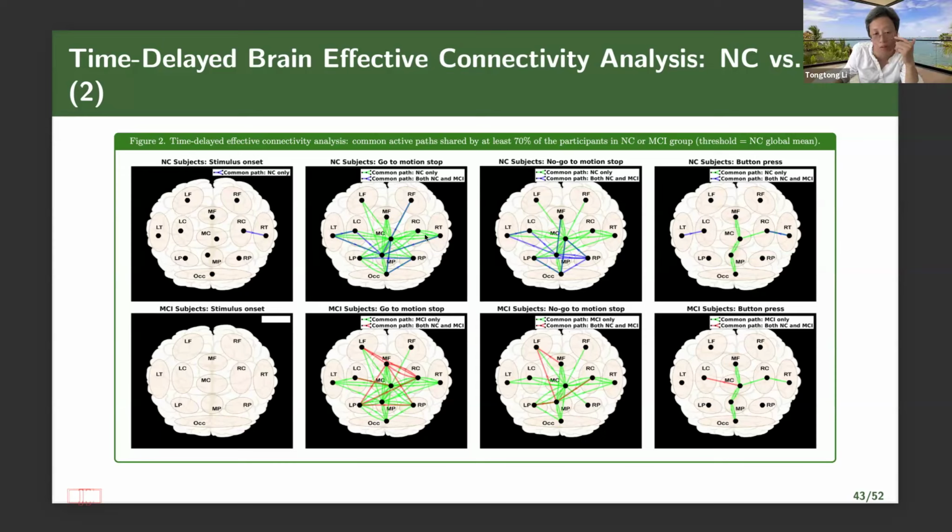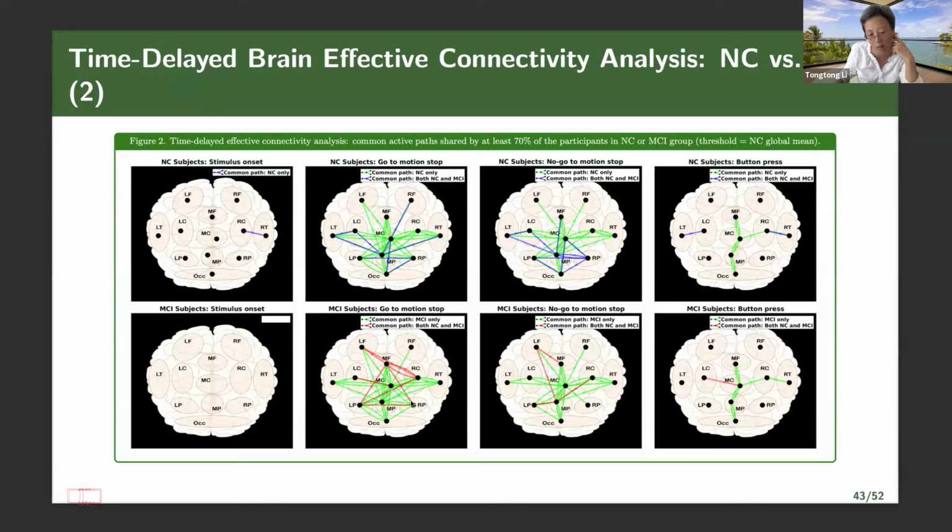Yes. This was incorrect. The green ones are the ones shared by both groups, and the blue ones are for NC only, and the red ones for MCI only. Thank you very much for pointing that out. I will change that in my slide, and then I'll send the version to Stephanie. So we can see that they share some common paths, and each group also has a unique path itself.